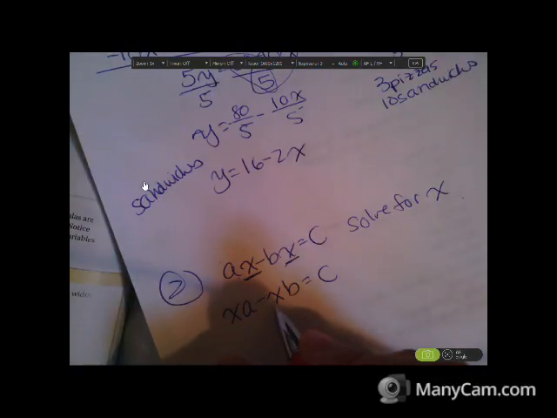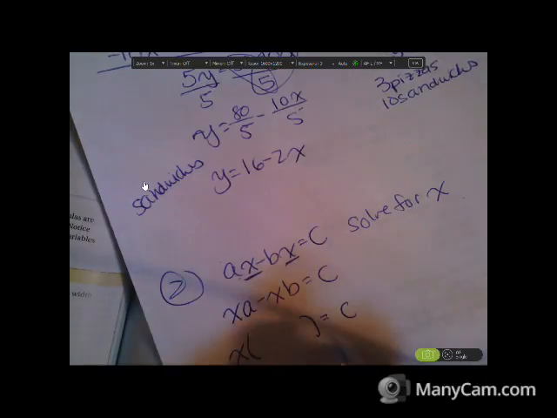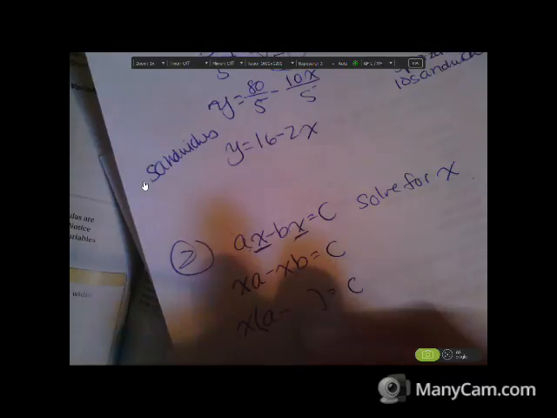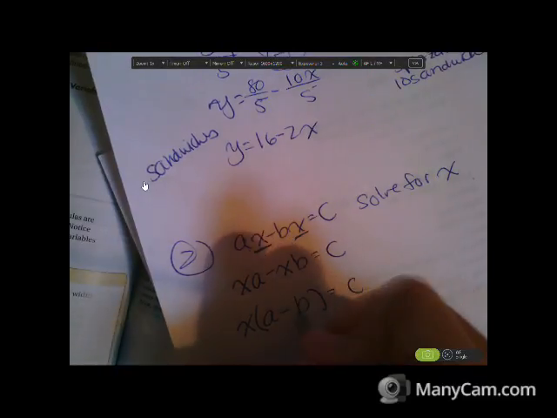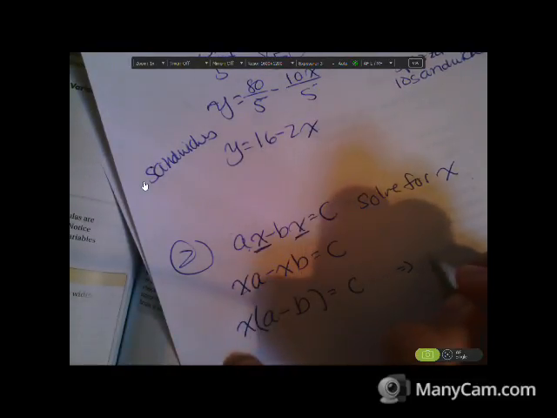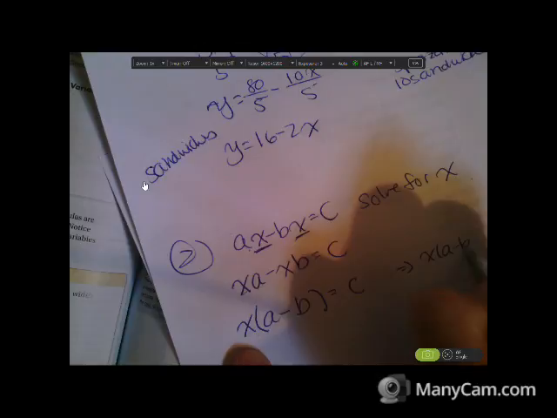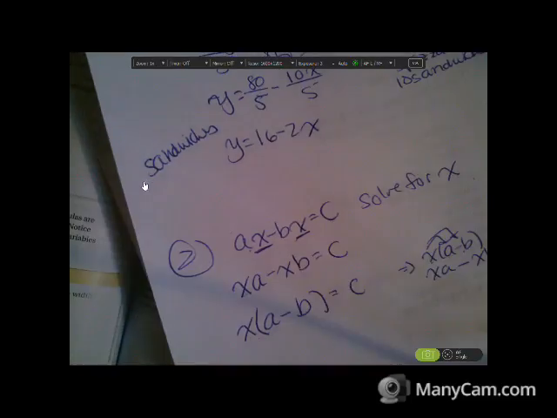Alright, so now what I'm going to do is take an x out. Then I'm going to use my parentheses. x times what will give me x times a? a. x times what will give me x times b? b. Because when you look at it, when you distribute x times a minus b, it's going to be x times a and x times negative b, which is minus xb.